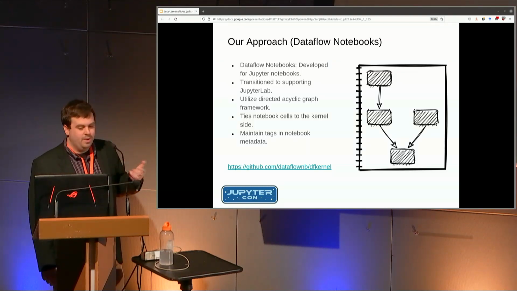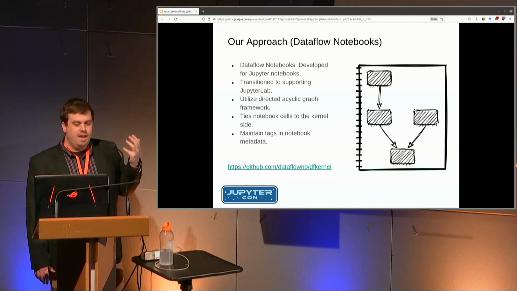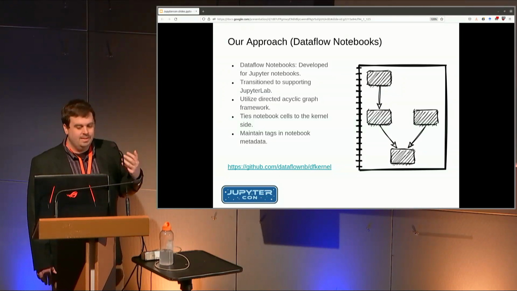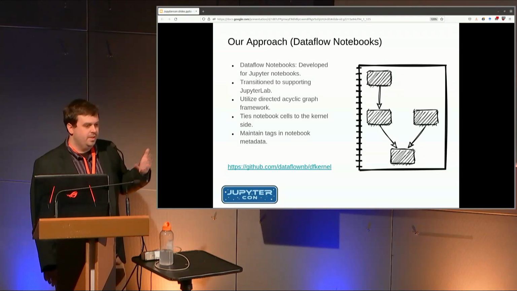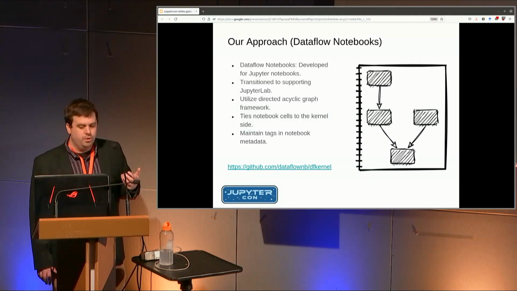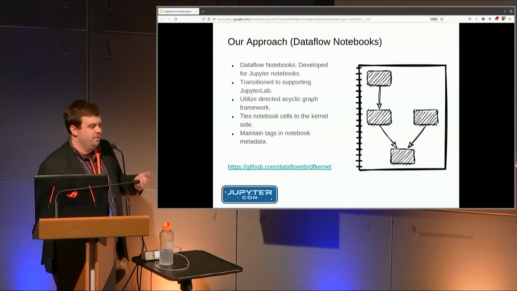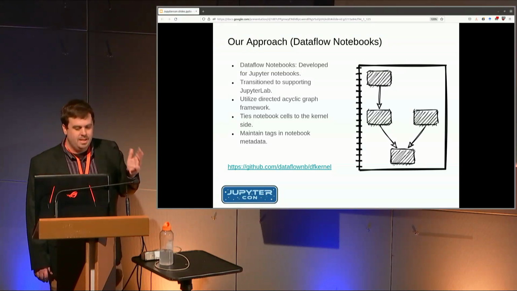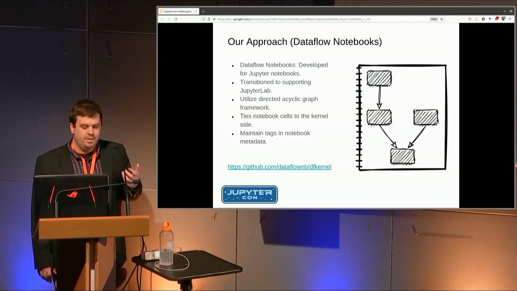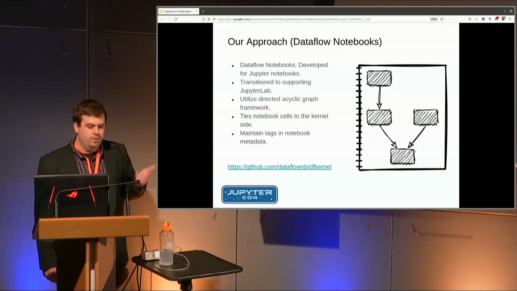So we use a directed acyclic graph framework to match what's going on in the notebook, and then we pass this DAG back across the channel. So this means that we can tie the cells in the notebook directly to what exists in the Python side. And this allows us to do kind of fun things like maintain tags in the metadata of the notebook that allow us to know which cells contain which variables when we want to look at old notebooks.